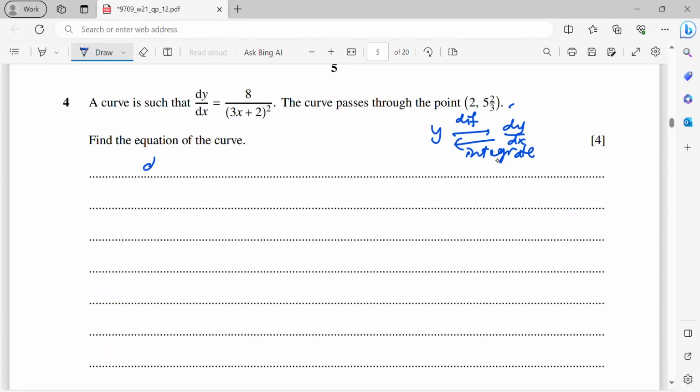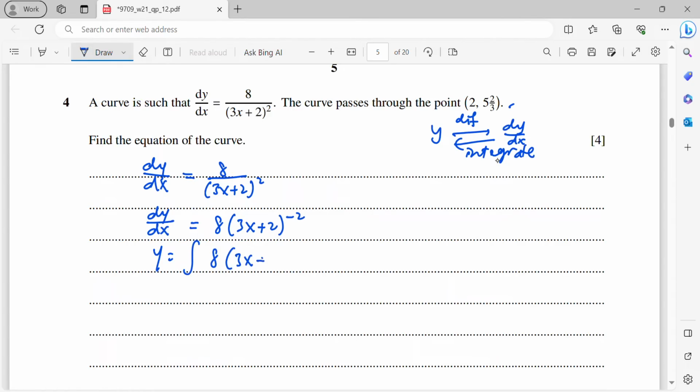So now, my dy/dx is 8 over (3x plus 2) squared. So the square at the bottom, I can just move up. It becomes 8 times (3x plus 2) to the power of negative 2. This is the dy/dx. Now, my y is the integration of 8 times (3x plus 2) to the power of negative 2 dx.